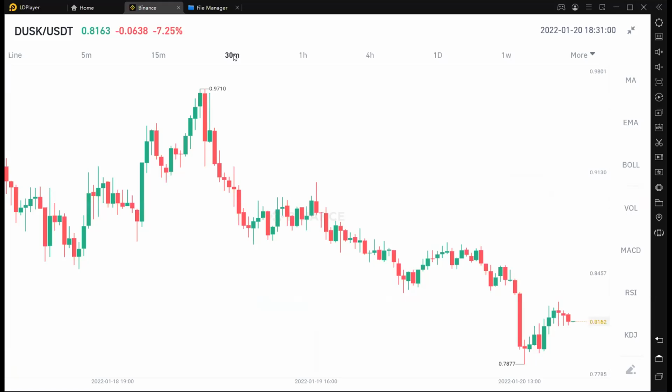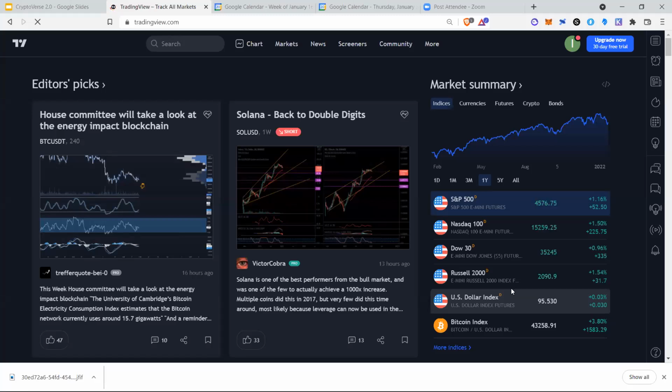There is something called the resistance and support zone. Let me quickly explain that. I'm not sure I'll be able to use this Binance chart to explain that. So let me go to a tool called Trading View. I know it can get a little bit confusing for beginners, but I'll still try to explain it.